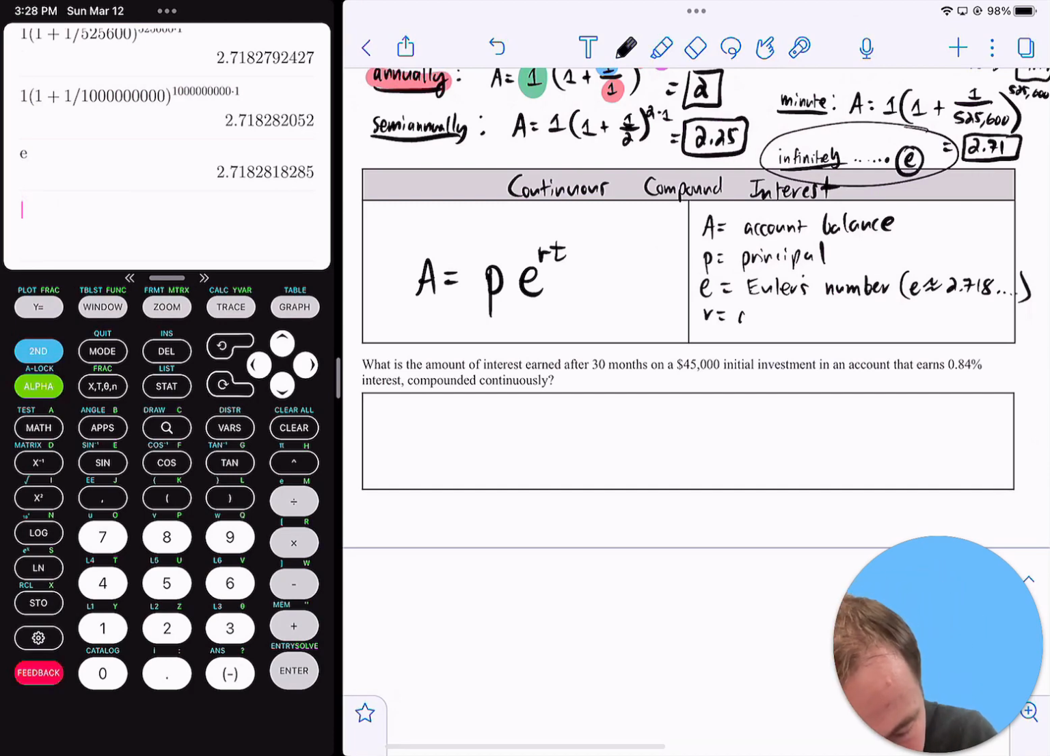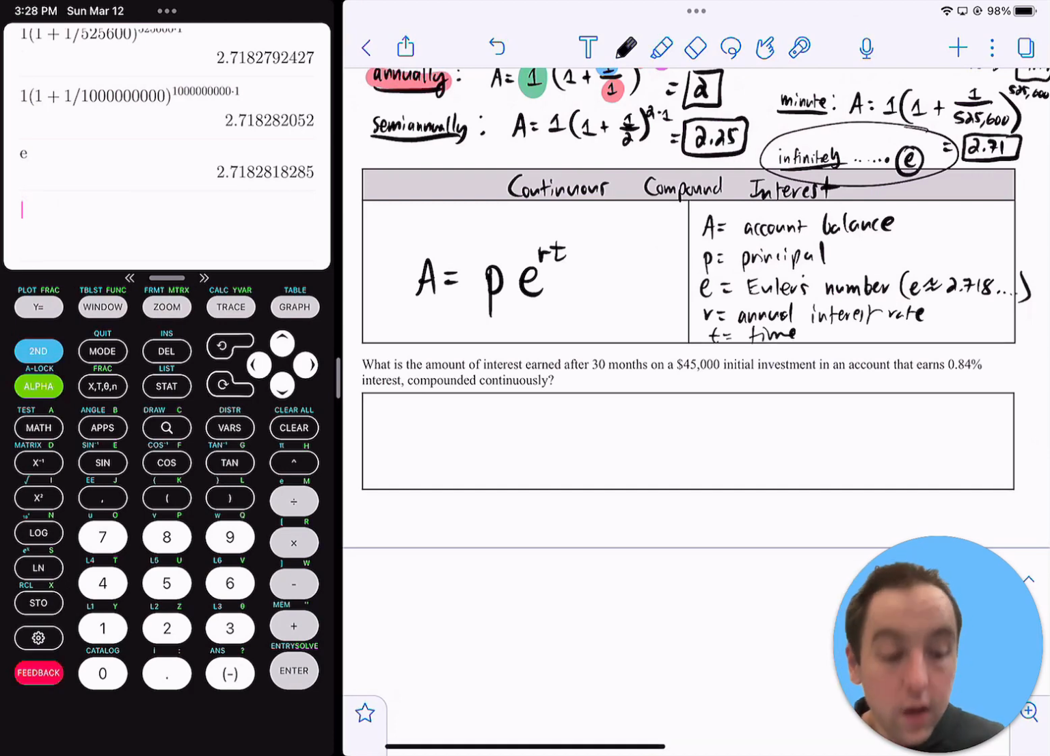And then R is going to be your annual interest rate. And then finally, T is going to be the amount of time in which you're going to keep the money in your account. Remember that it's going to be in years.